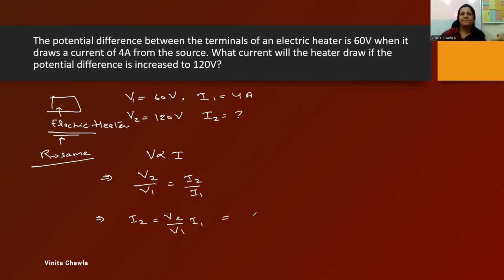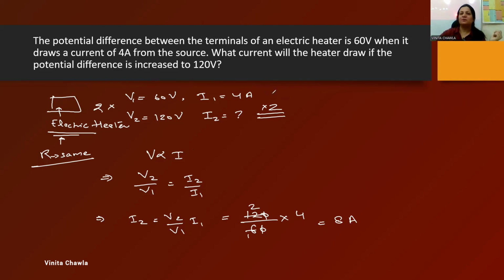Madhav, did you do it like this? 120 by 60 into 4. Also, if you double the voltage, if you increase the voltage 2 times, then current will also increase by a factor of 2. You can do it this way too.